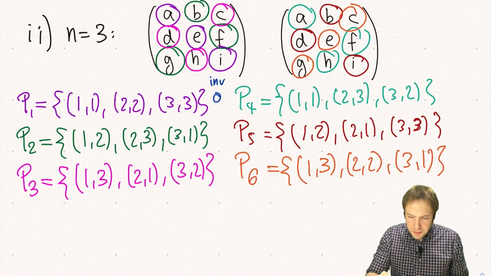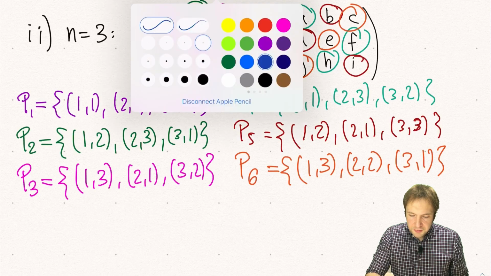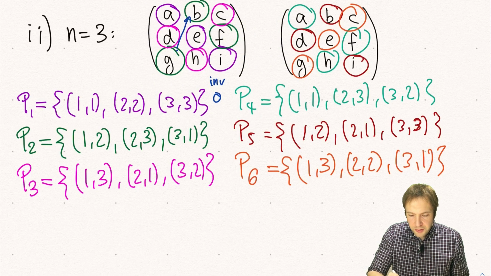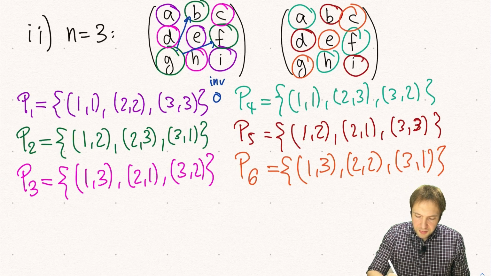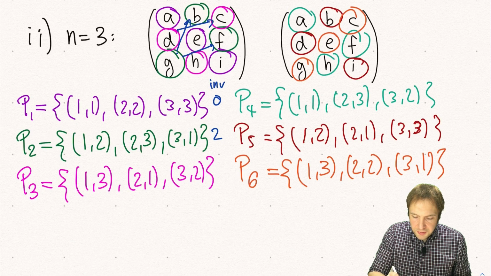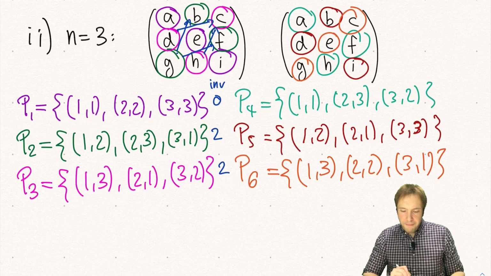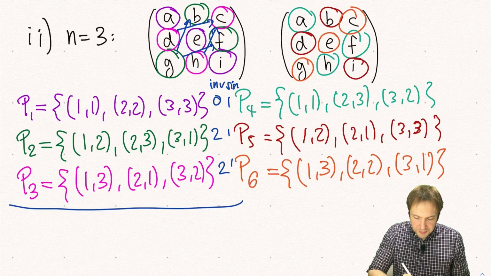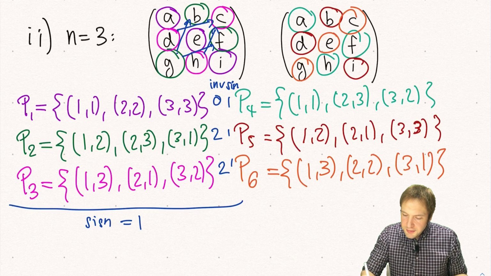For the green one, I can see that there's 1 on the top right, and here's another one. So the number of inversions is 2. And for the pink one we just did, 1 is there and 1 is there, so this is also 2. So the sign of these is 1, 1, 1. So here are the signs. They are all 1.